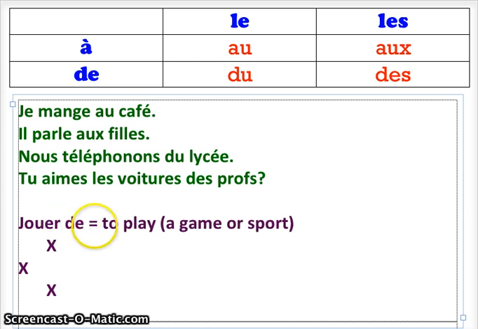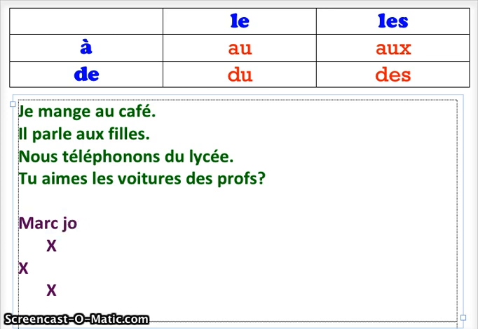Likewise, the expression jouer de is used to talk about playing an instrument. So if I say jouer de, you know I'm talking about playing an instrument. That preposition de has got to go before the name of the instrument. Let me give you some examples here. Let's talk about Marc plays soccer. Marc joue. Now, I can't just say le football. In English, that's what I would say. Marc joue le football. And there wouldn't be an issue.